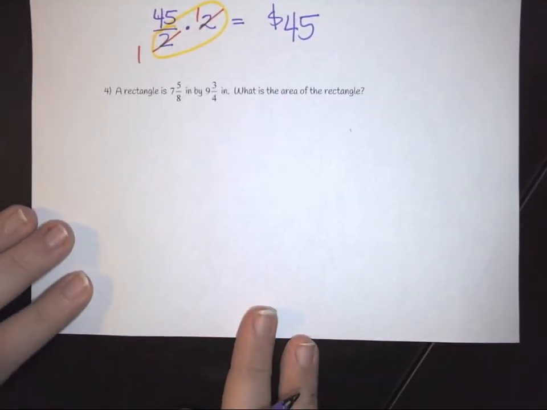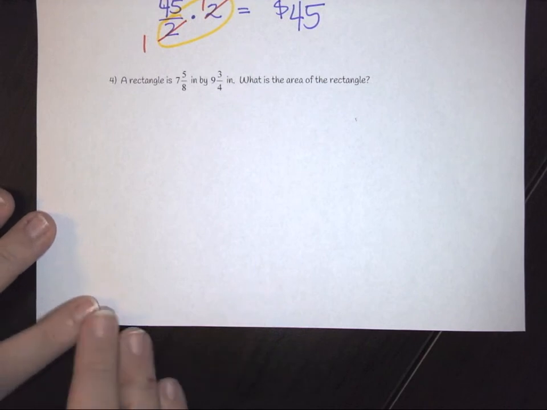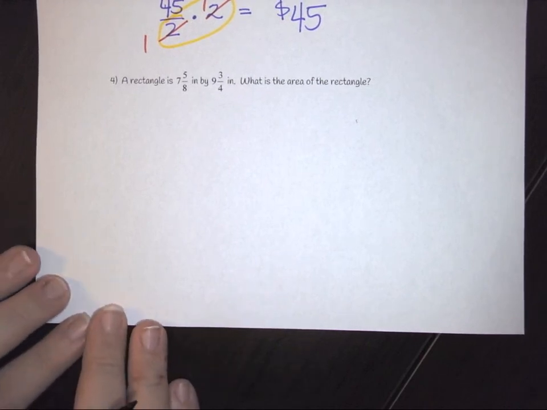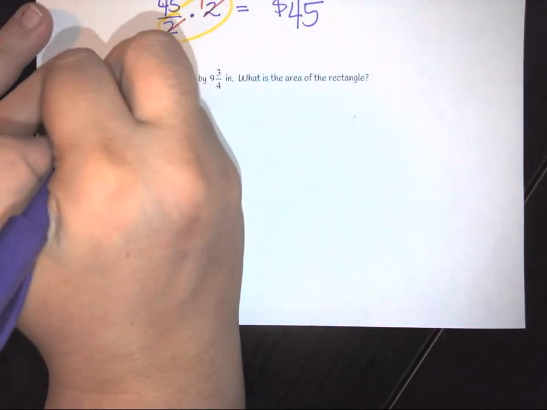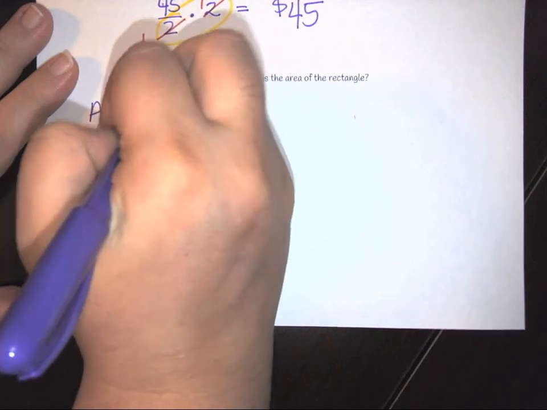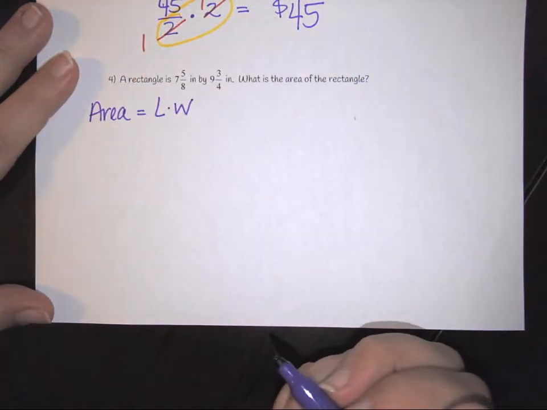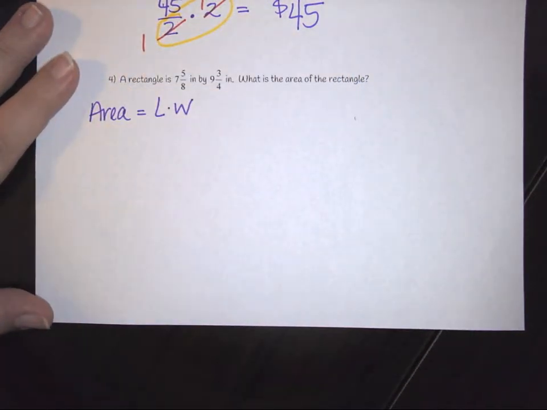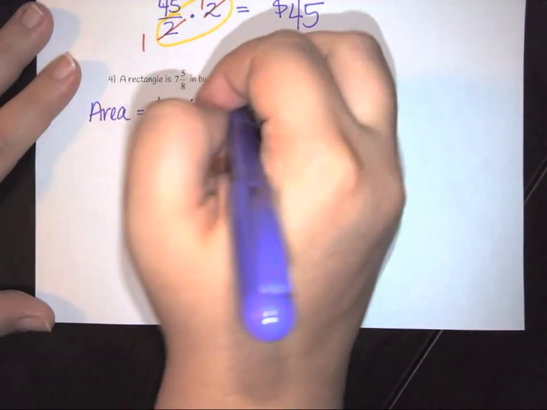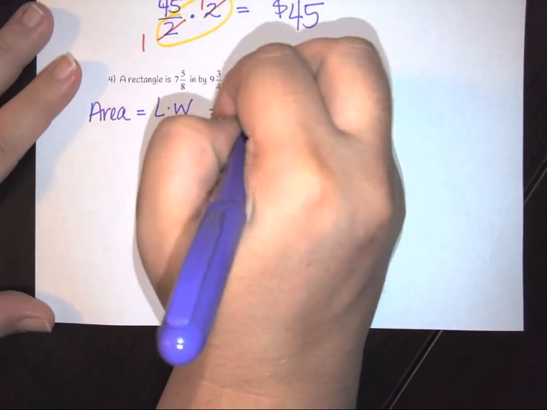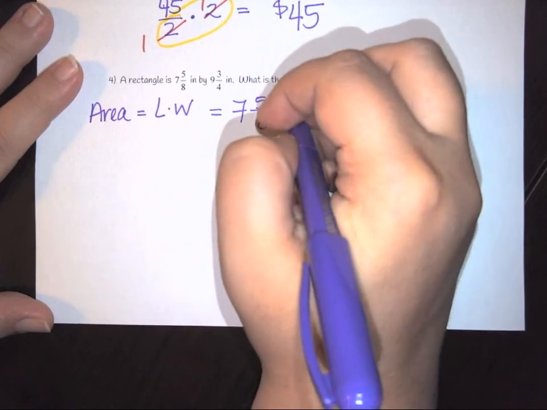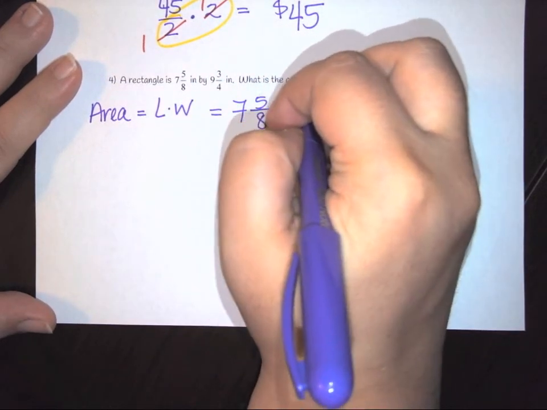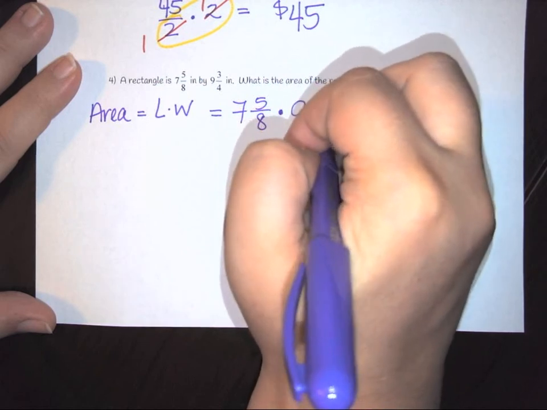Now, the last thing we have is a rectangle problem. So a rectangle is 7 5/8 inches by 9 3/4 inches. What is the area? So area is length times width. So we're telling you that you have 7 5/8 by 9 3/4. So my area here is going to be 7 5/8 times 9 3/4.